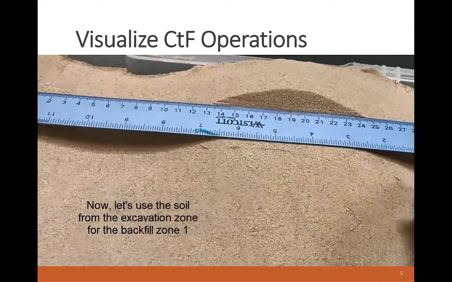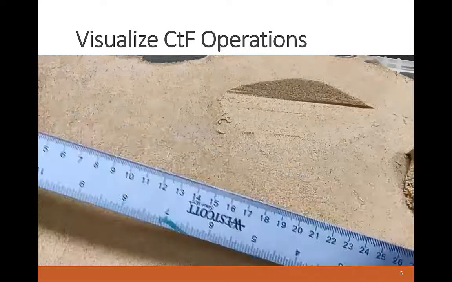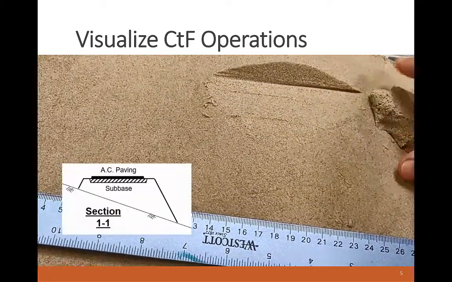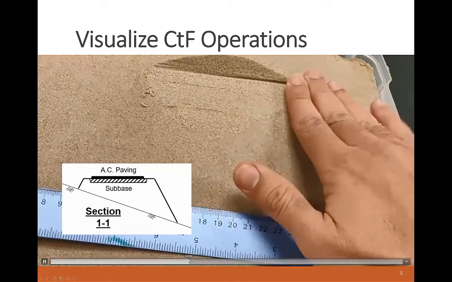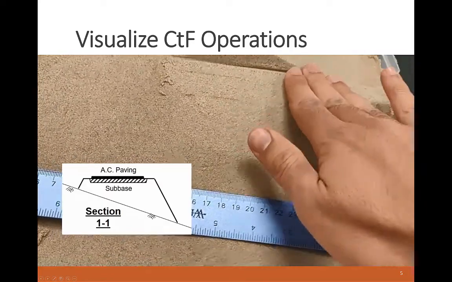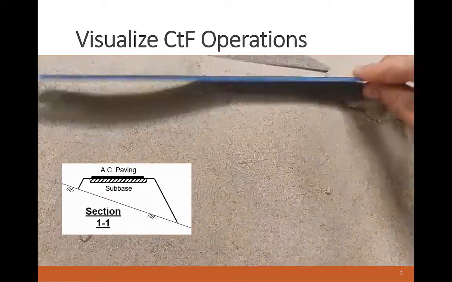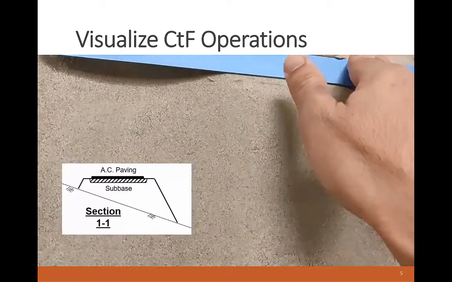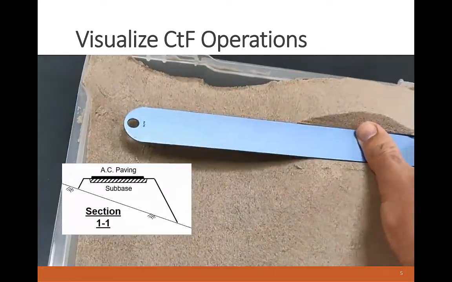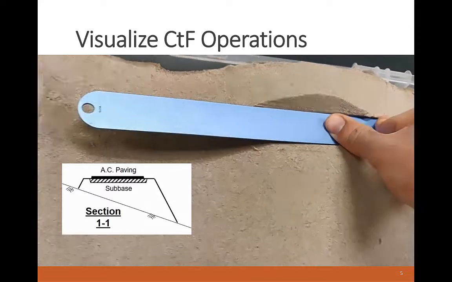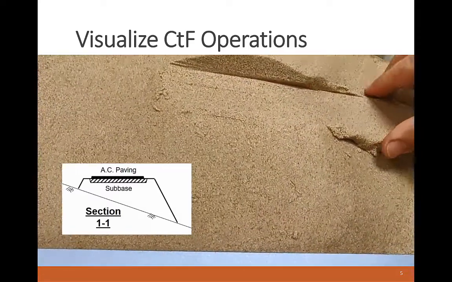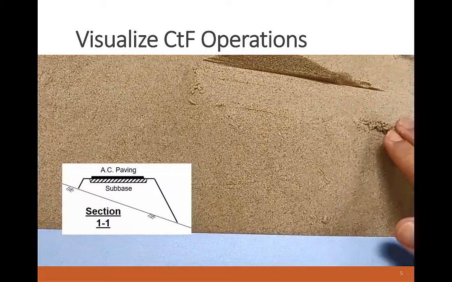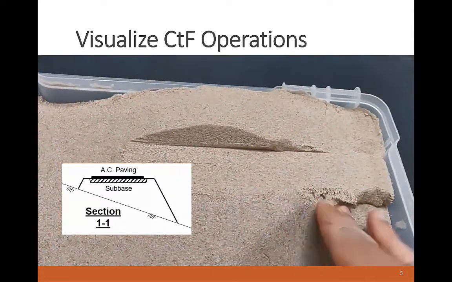So let's use it for the first backfill zone. Here I'm doing my best to match the cross geometry of the road in this segment by reaching the road elevation and constructing the embankment slope on both sides. I was doing my best there, so don't judge me.